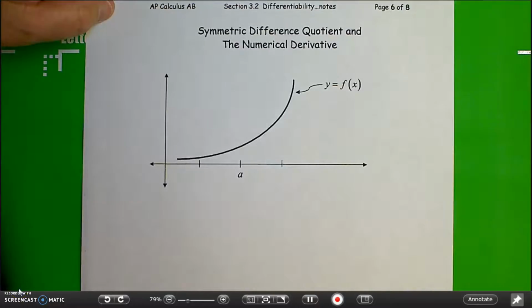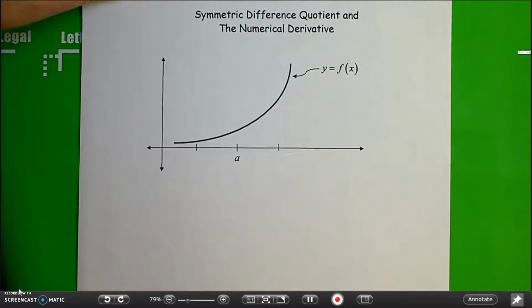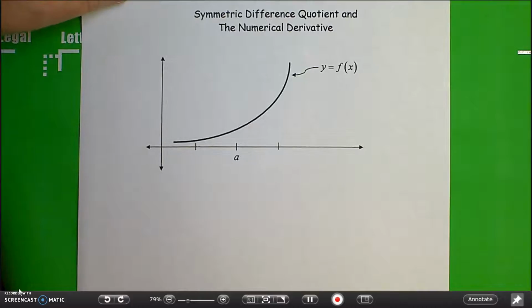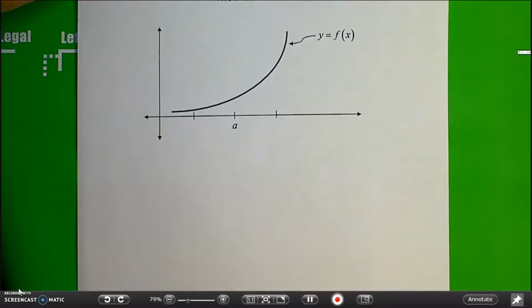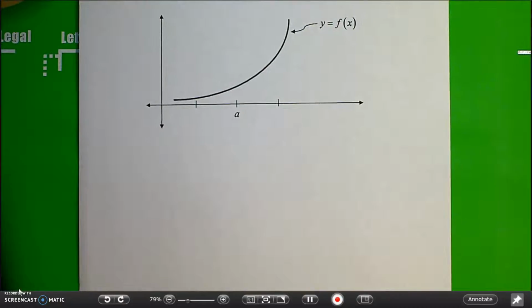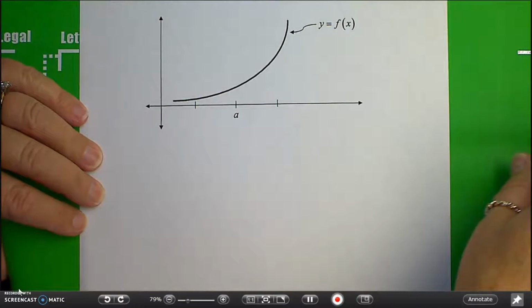This is section 3.2, page 6. Now we're going to look at what's called the symmetric difference quotient and the numerical derivative. So we've seen this graph before. We're going to look at it in a little bit different way today.